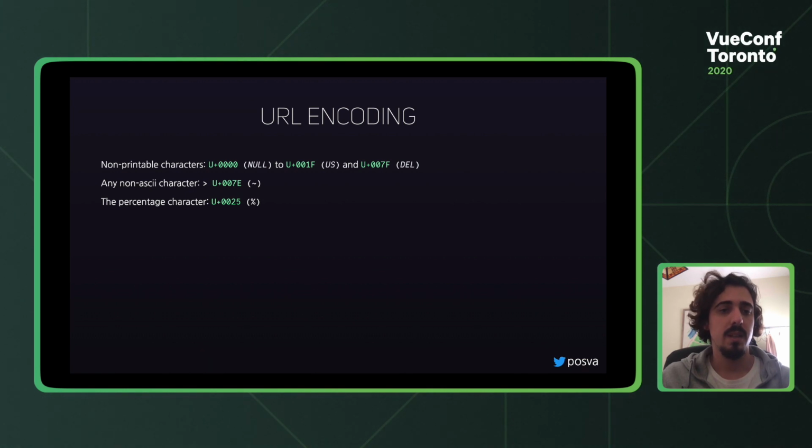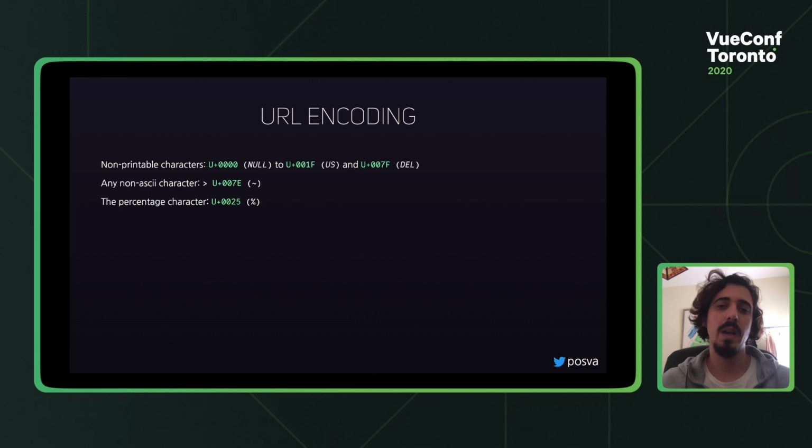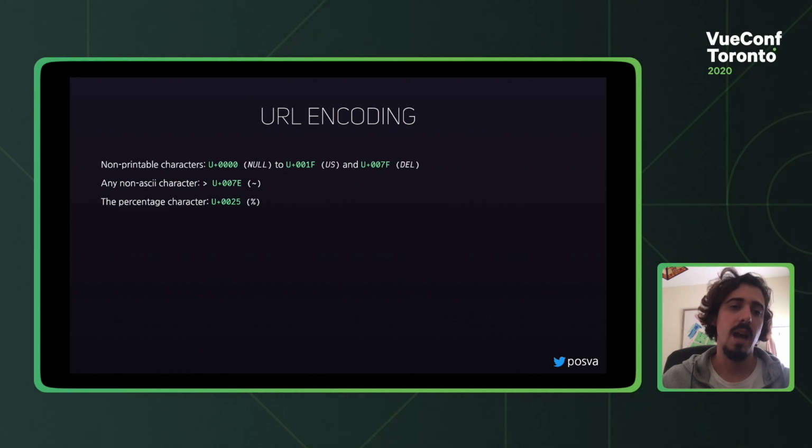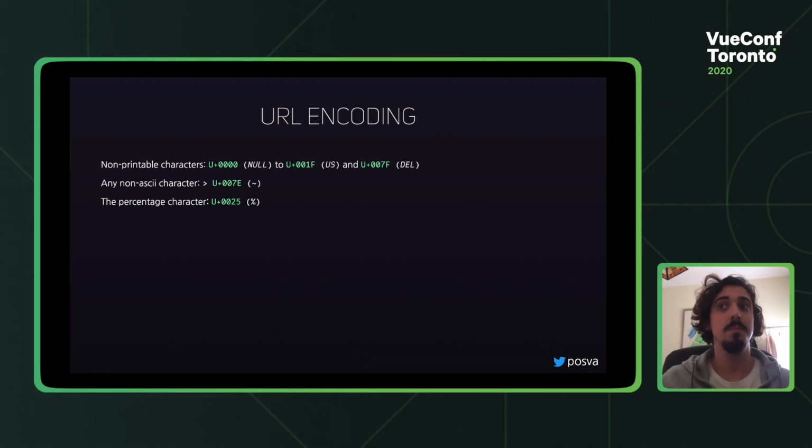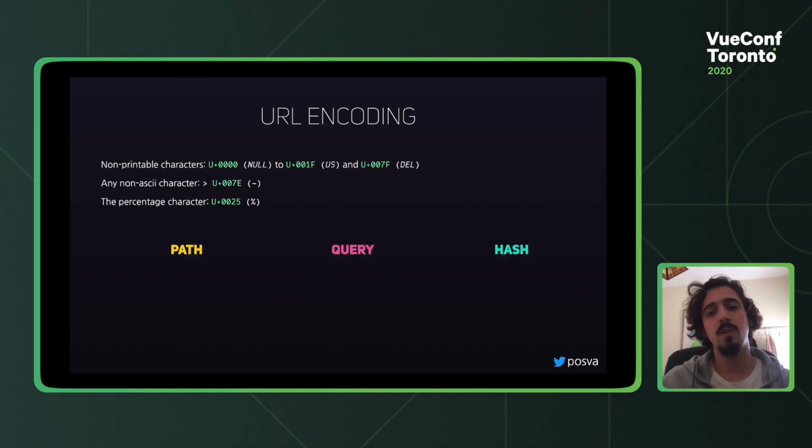What are the rules actually? Well, anything that is a non-printable character, so from 0 to 1F and also the delete character, the 7F, those have to be encoded. Anything that is non-ASCII, so anything after the tilde, has to be encoded. And then we also have to encode the percentage character because we need it to display encoded characters. But that's not enough. We also have a few rules specific to the path, query, and hash sections. So that's when it gets a bit funny.